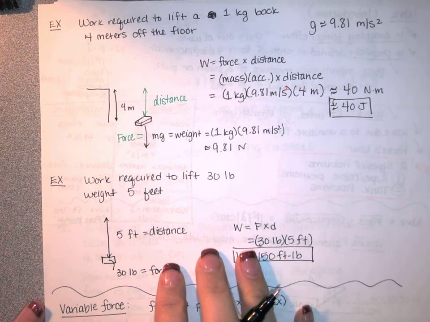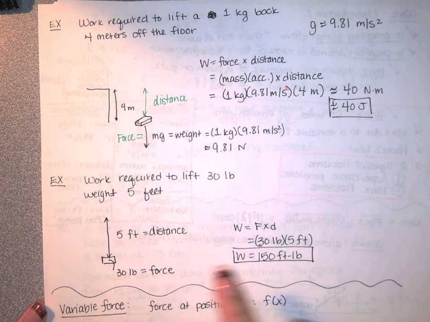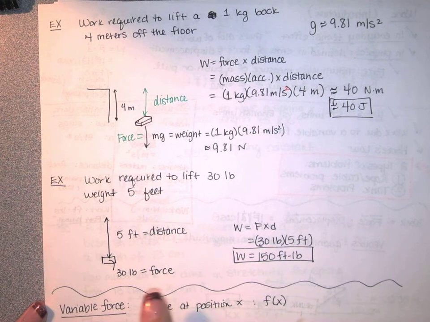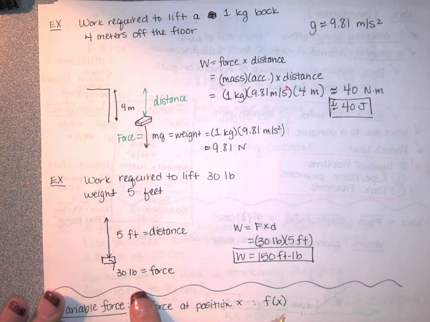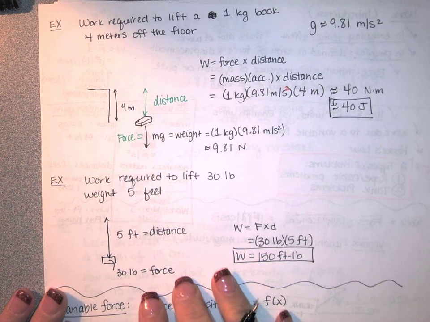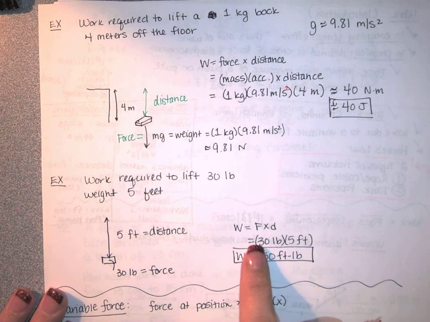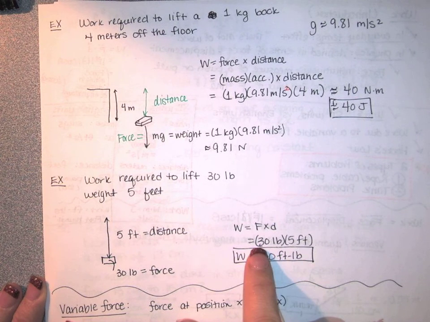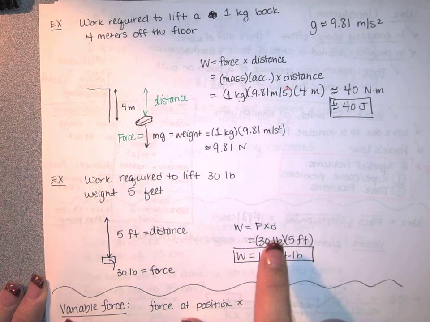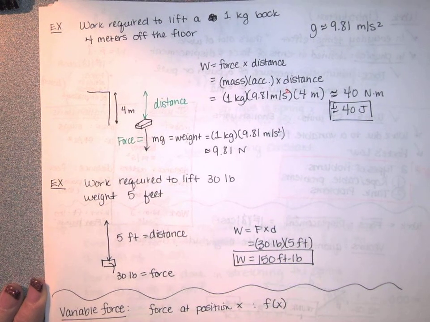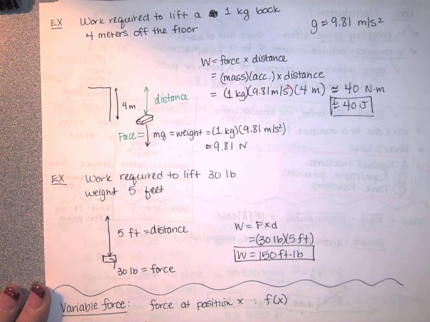Now, if I'm in English units, forces are going to be given in pounds. Nobody's going to tell you that the mass is so many slugs. They're always going to give you a force in pounds. Here, gravity's already included in that. This is already the number of slugs times acceleration due to gravity in English units. So we just take the number of pounds and we multiply it by the number of feet to get foot-pounds.